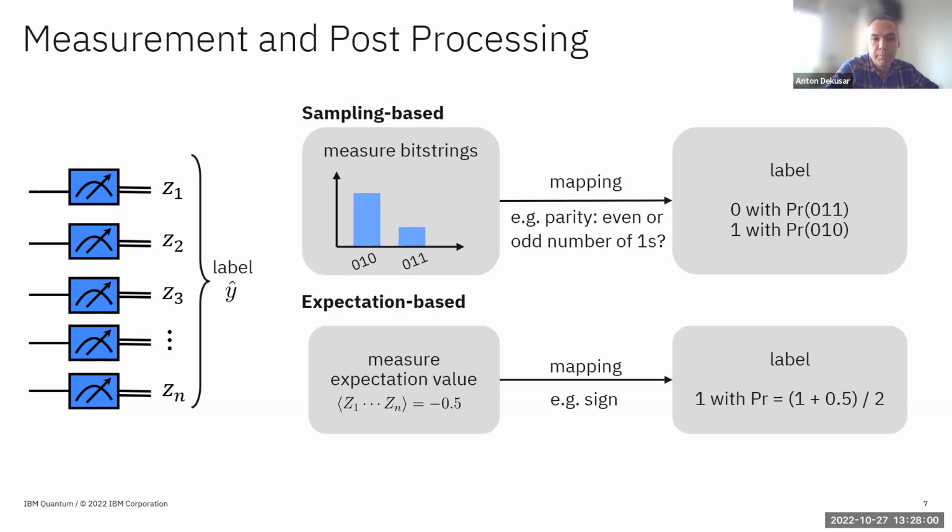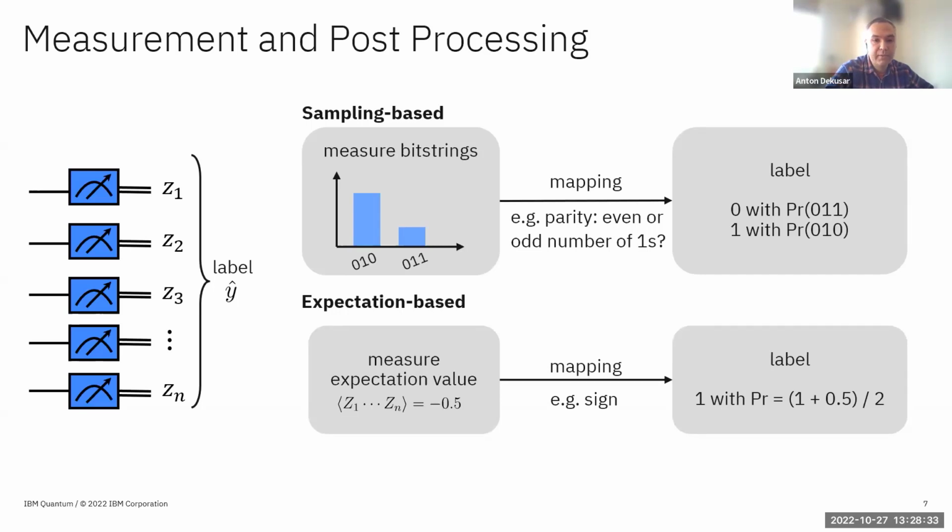Another option here is to apply expectation-based post-processing. I'm not going to talk about what it means in detail. Basically, you just measure a quantum mechanical observable. But to keep it simple, we have a single number in the end that spans the interval from -1 to 1. And then you may choose how you interpret this value from -1 to 1.